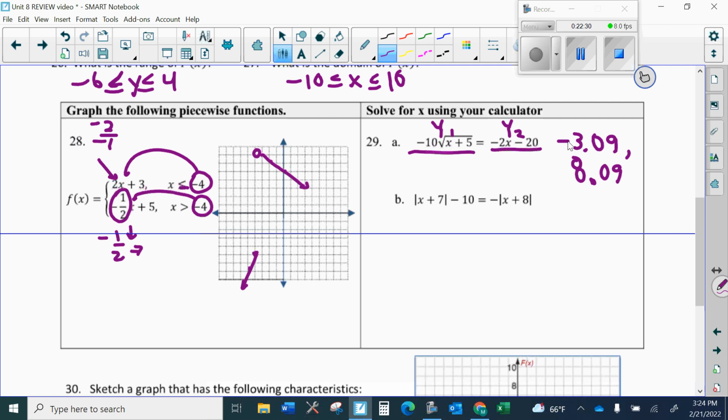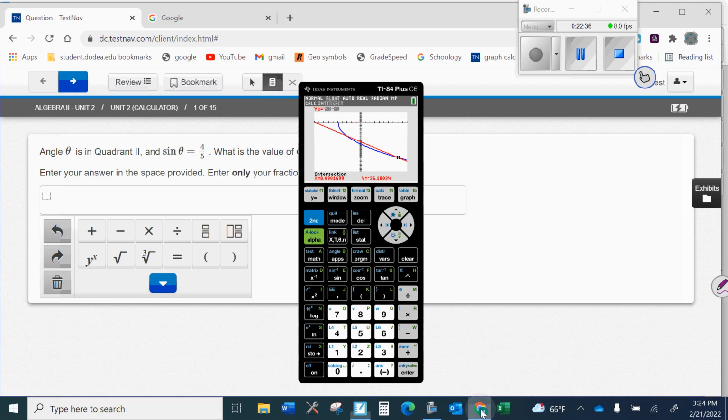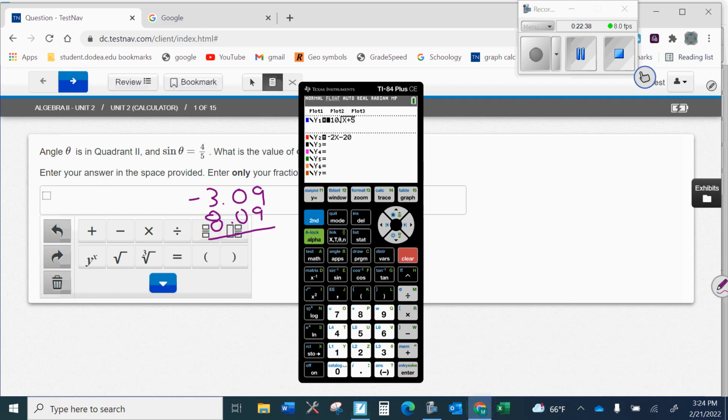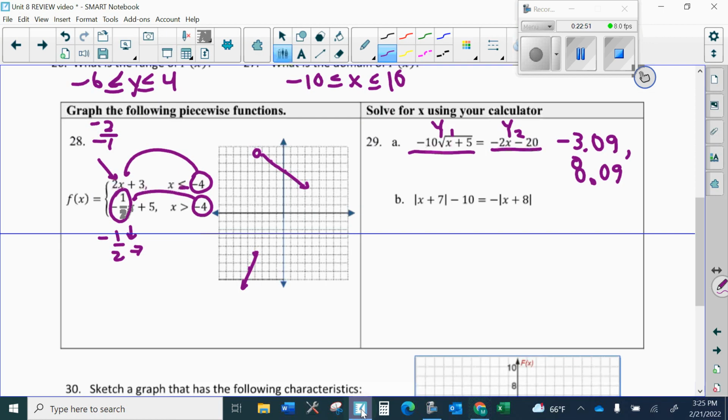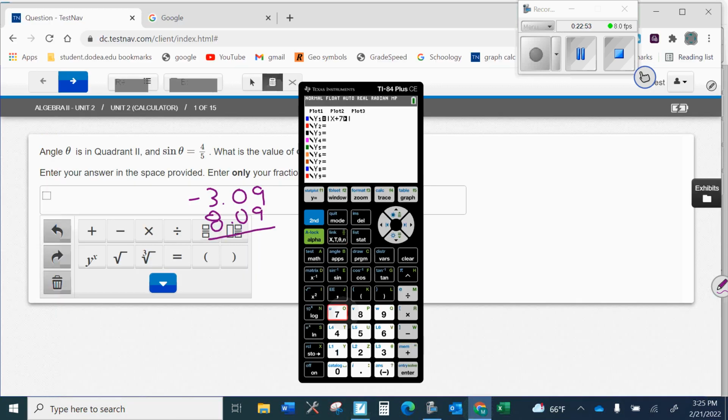Okay, now we do it again with b, except we have absolute value, x plus 7 and then minus 10. Okay, go back to y equals, clear that out, clear that out. Remember, absolute value, quickest way to go second catalog, which is second 0. There's the absolute value right there. And it was x plus 7 and then minus 10. X plus 7, hit right arrow to get outside of it, minus 10.